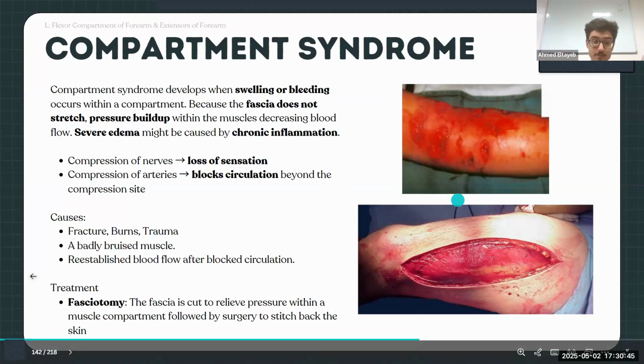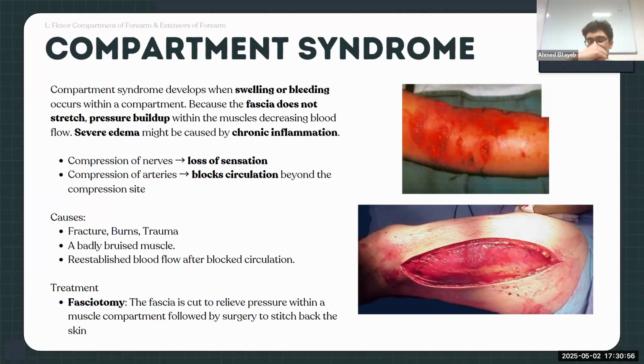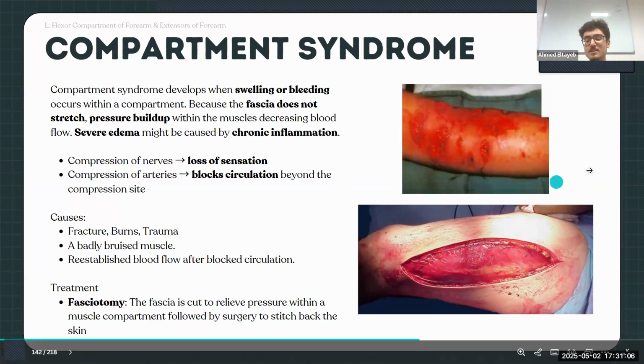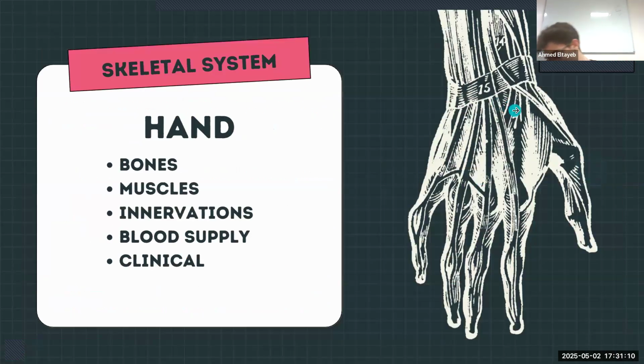And how is it treated? Through something honestly kind of ghetto, I don't know, it's called a fasciotomy, where you just straight up open the fascia up to relieve the pressure. You're going to basically drain it. It's insane. But yeah, this is how it looks, and this is a fasciotomy. And then you're going to stitch it up with surgery and make sure it doesn't happen again. We're done. Sorry. We're done with the forearm.